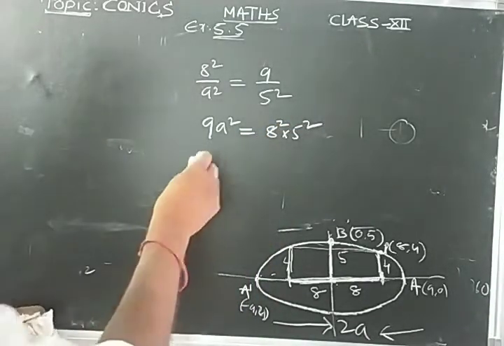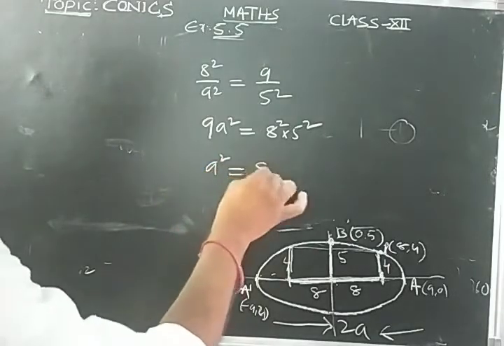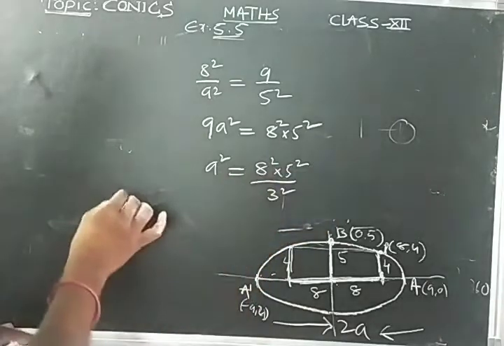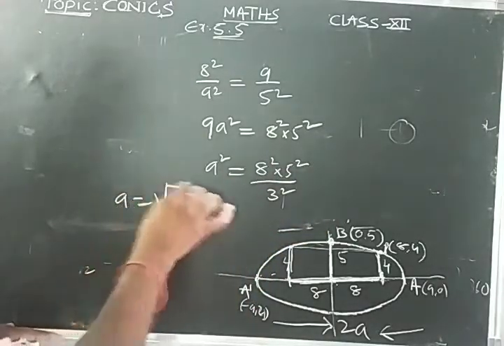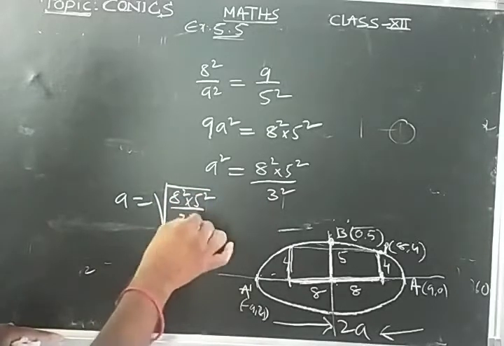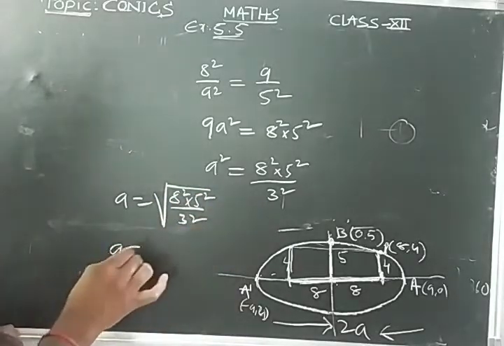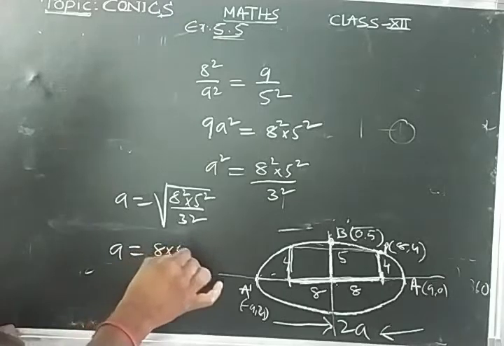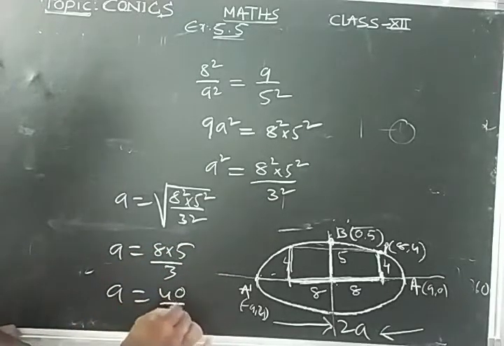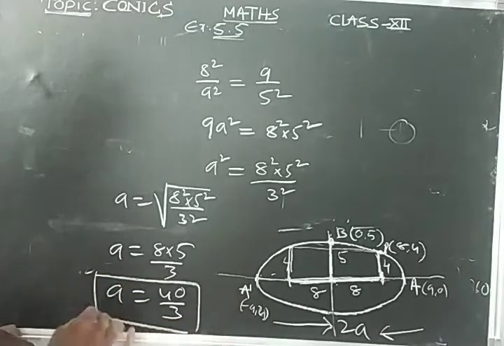Now a square equals 8 square into 5 square by 9, which we can write as 3 square. Now a equals what? Square root of 8 square into 5 square by 3 square. A equals, you can write, 8 into 5 by 3. A is 40 by 3.